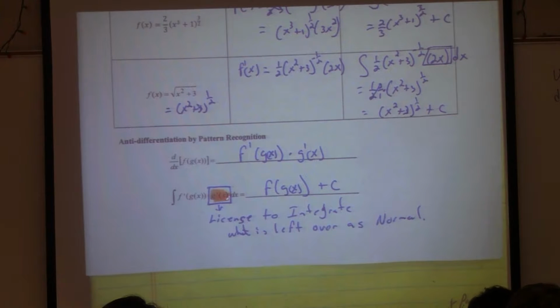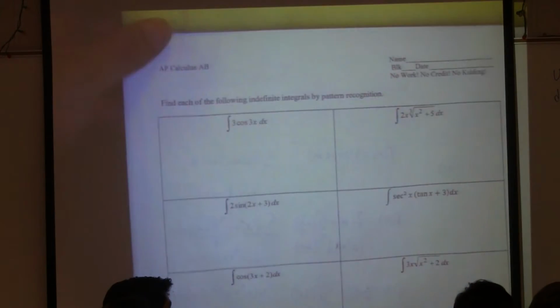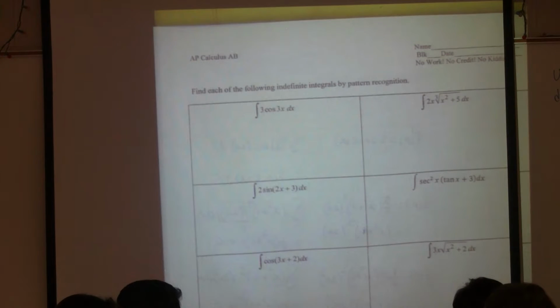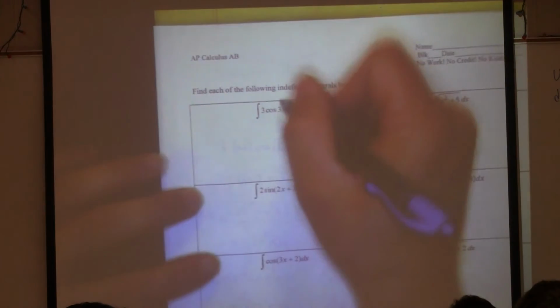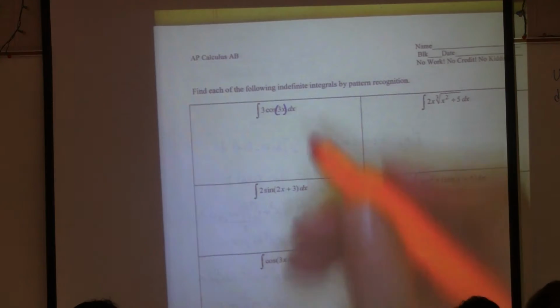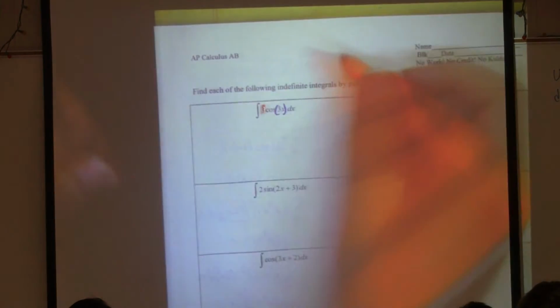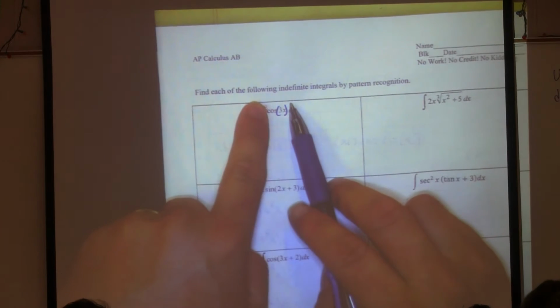I got 6 examples, I don't know, 8 examples. That should go by quite quickly, because we're applying this particular little trick here. Let's give it a try. Look at that first one. Does this person have that license to integrate? Yes? What would be u? 3x. What's the derivative of that? 3. So does he have the license? Yes. All right, so ignore this and get the integral of cosine.